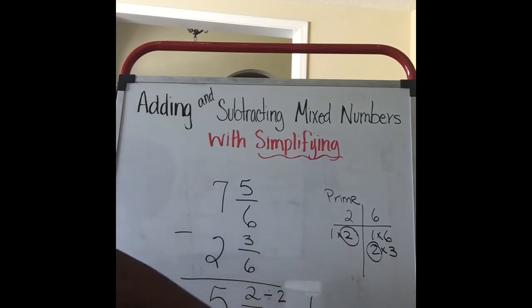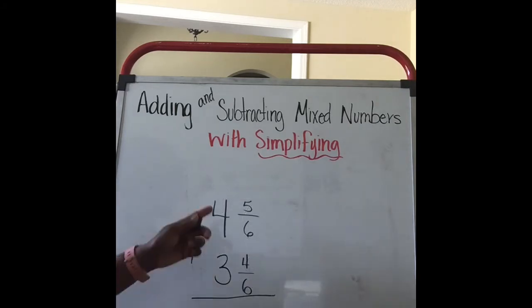So some of my scholars know that you can do this. You can leave your answer like that, just 5 2/6. But sometimes when you look at the answer choices, they may have it simplified. So you may want to know how to do this just in case. All right. Okay, scholars, let's look at another one.